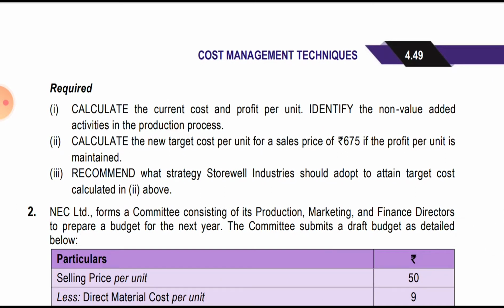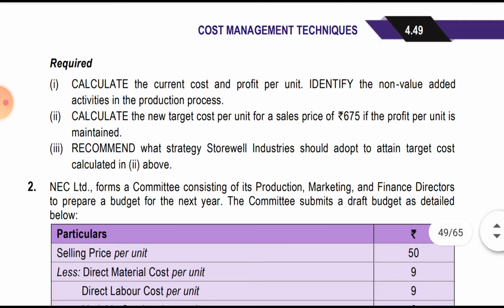Calculate the current cost and the profit per unit. So we have to find the current cost not on the basis of the selling price of 675 but on the 750 selling price. Identify the non value added activity in the production process. Then calculate the new target cost per unit for the sale price of 675.